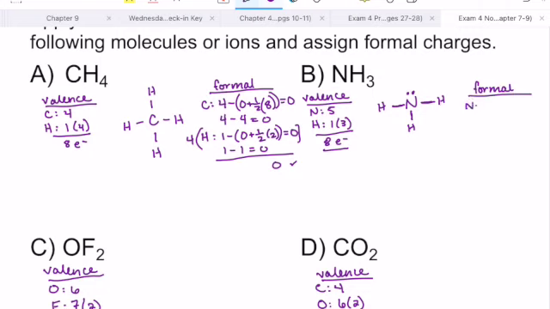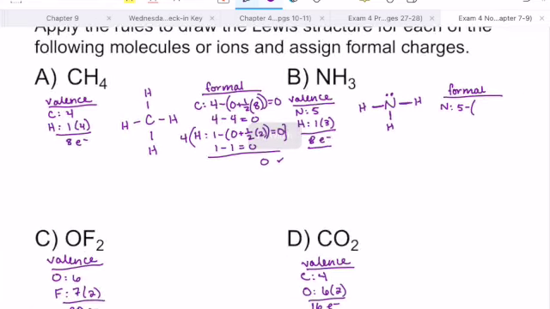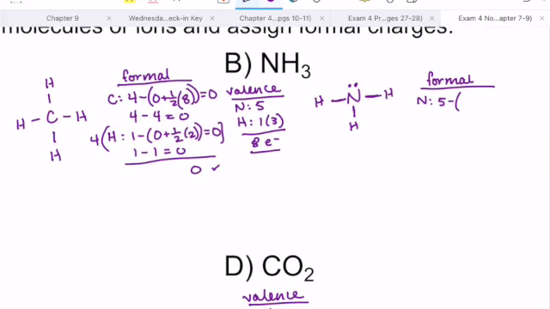So nitrogen, how many valence electrons, Max? 5, yes. How many of those electrons are non-bonding? 2. And how many are bonding? 2, 4, 6. So it's 6. Yeah, sorry. Okay, we probably won't do this definition because it feels like it's more confusing than helpful. Okay, so we get 0 here.